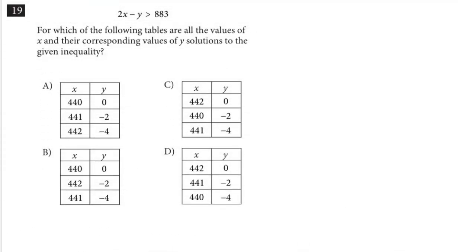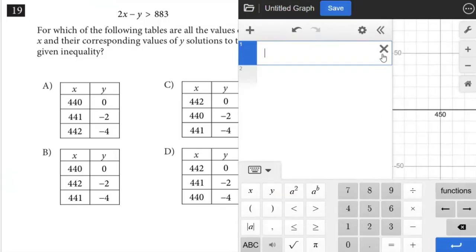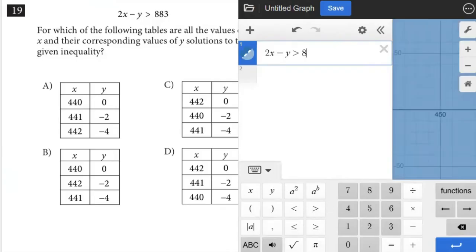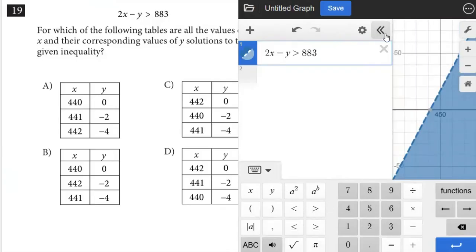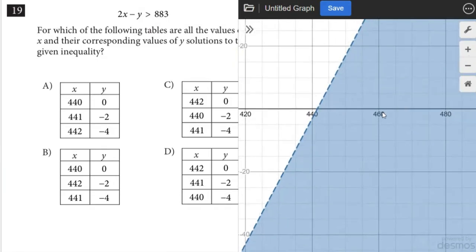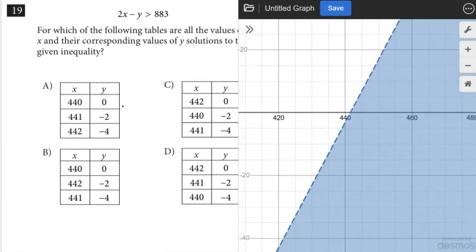Question 19. So I've got this inequality, 2x minus y greater than 883. For which of the following tables are all the values of x and their corresponding values of y solutions to the given inequality? So I need to check which one works. For this, I can go to the graphing calculator, and first I can show you how to put in the inequality, greater than 883. This is the required region. You can check, this is the required region.